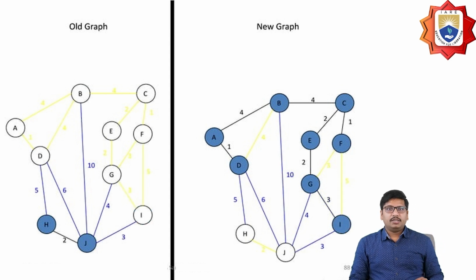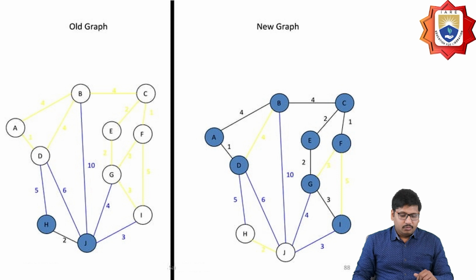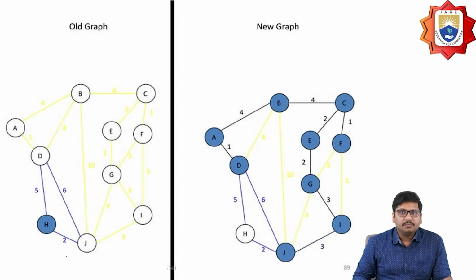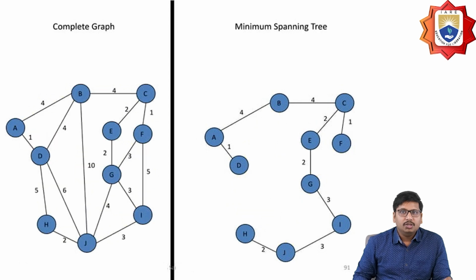And next one is J. From J, the minimum is 2. So 2 is going to be considered. From H, no more options, so only 2. So 2 is going to be considered. So this should be the resultant spanning tree according to Prim's algorithm.